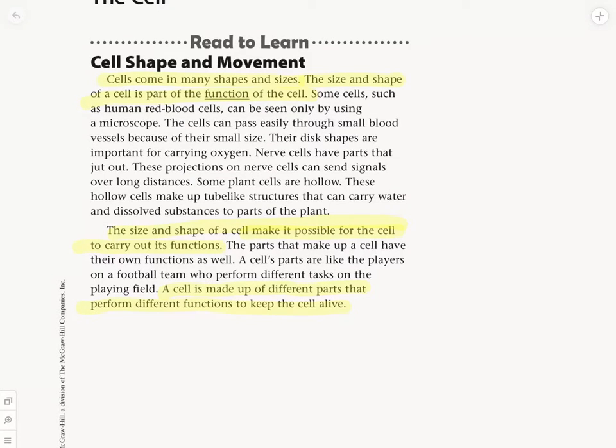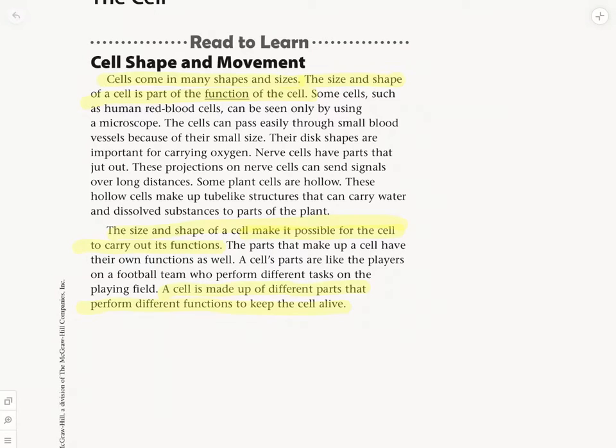Cell shape and movement. Cells come in many shapes and sizes. The size and shape of a cell is part of the function of the cell. Some cells, such as human red blood cells, can be seen only by using a microscope. The cells can pass easily through small blood vessels because of their small size. Their disc shapes are important for carrying oxygen.